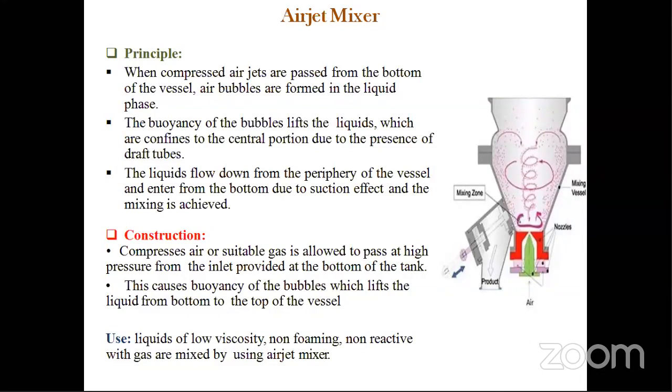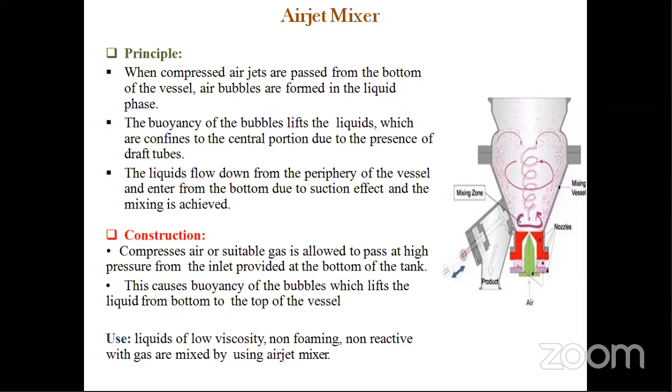Construction means it has three parts. One is the inlet of the air, one is the vessel or tank, the mixing tank, and another is the draft tube, and another is the outlet. So this causes the buoyancy of the bubbles, which lifts the liquids from the bottom to the top of the vessel. So what are the uses?